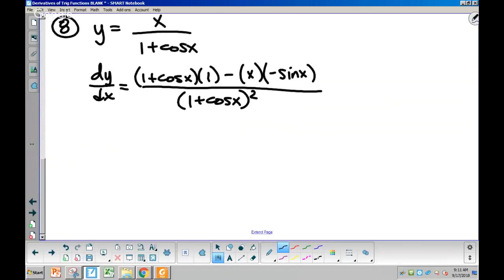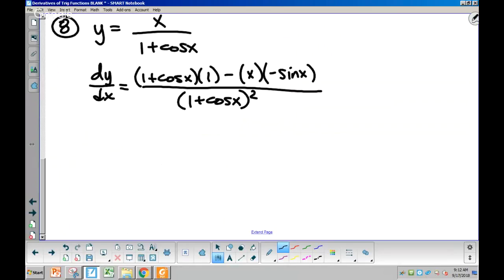Now, I'm going to caution you right here because, boy, is it tempting. It's staring at you to want to cancel out that 1 plus cosine x and that 1 plus cosine x squared on the bottom. Don't do it. Why can't we do it? Because this has to be added first, doesn't it, in the numerator? You can only cancel factors. Are these factors? No. No.